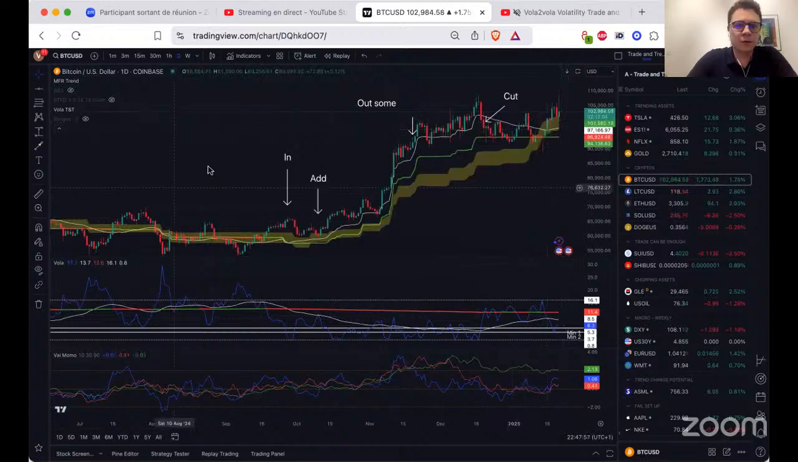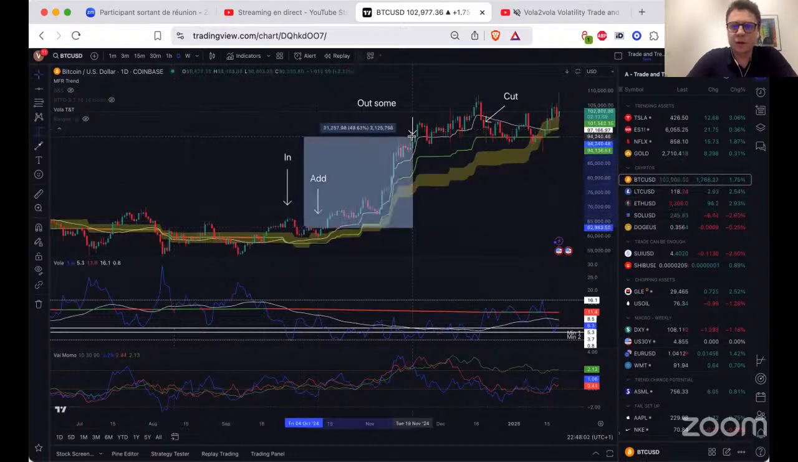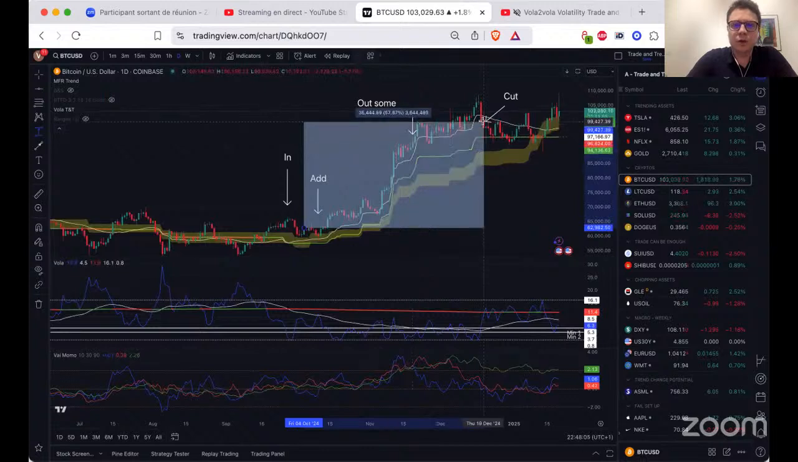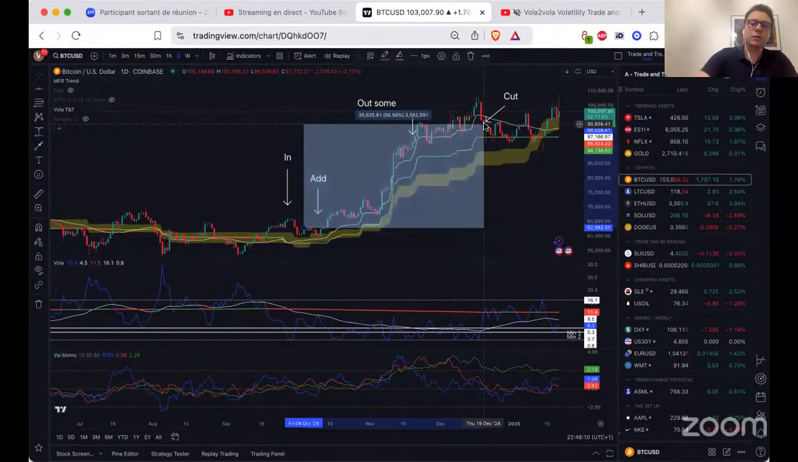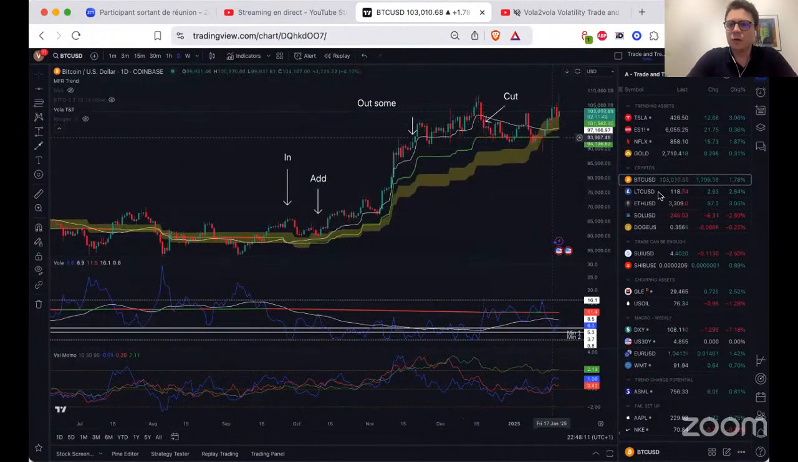So in this scenario again, let's imagine you are at an average somewhere here. That's almost a 50% move, and when you cut, that's 57 something percent. That's crazy performance. Let's go to Litecoin.